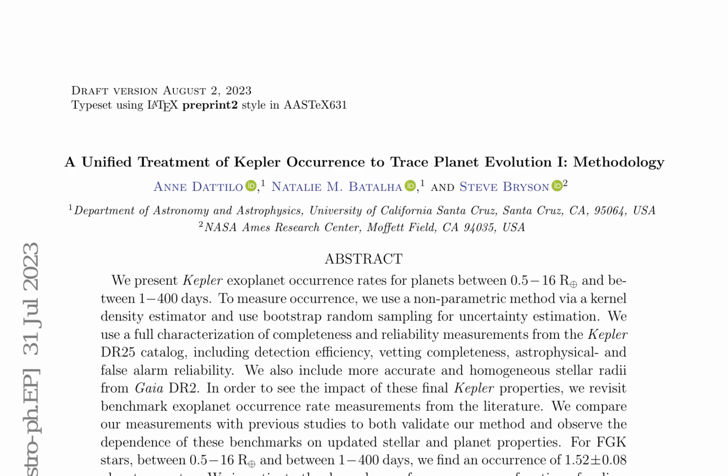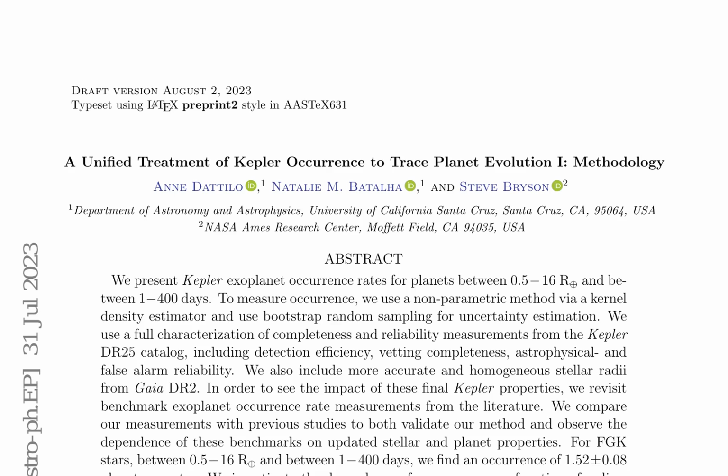The radius valley is measured at 1.78 plus 0.14 minus 0.16 Earth radii for FGK stars, with the valley moving to smaller radii for cooler stars. New measurements of the slope of the occurrence cliff at 3 to 4 Earth radii are presented, revealing that the cliff becomes less steep at long orbital periods. This methodology will enable the constraint of theoretical models of planet formation and evolution in future studies, providing a robust framework for understanding the complexities of exoplanetary systems.